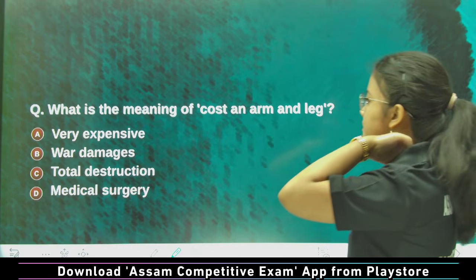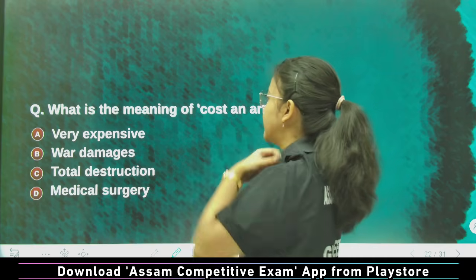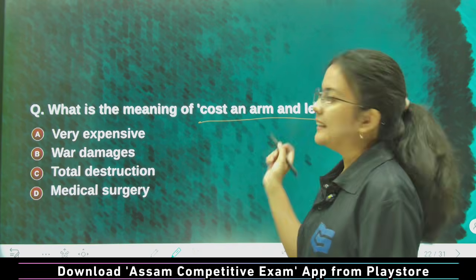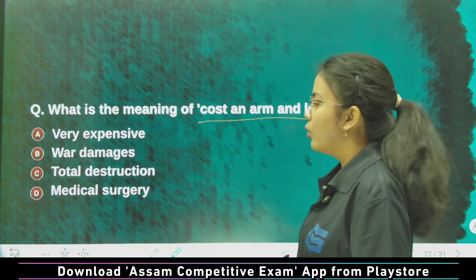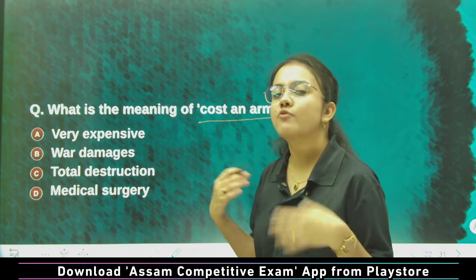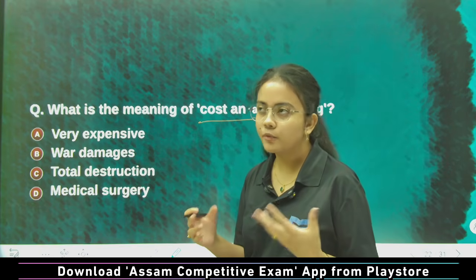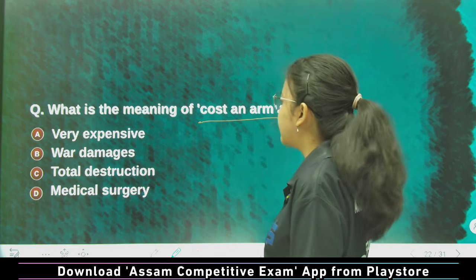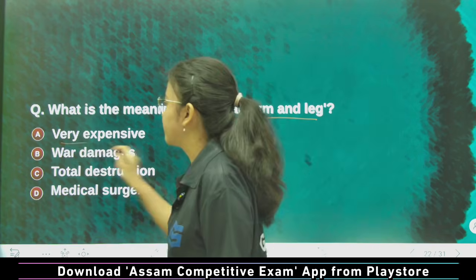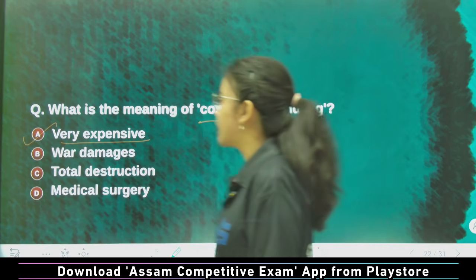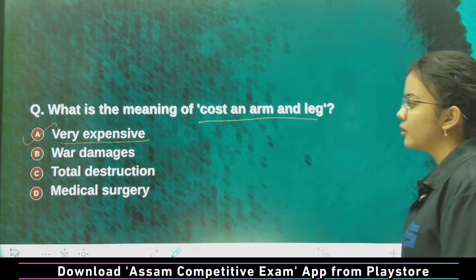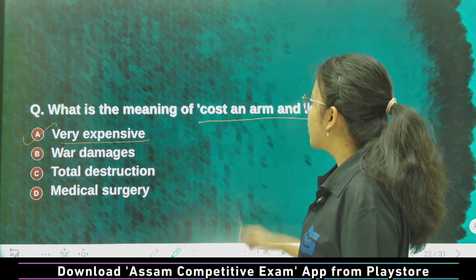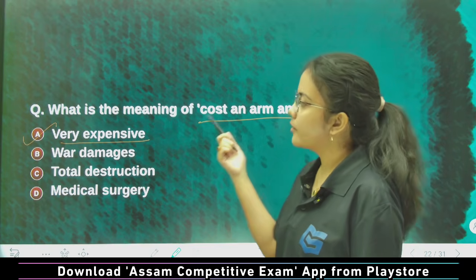Next, what is the meaning of "cost an arm and a leg"? These are idioms, like "once in a blue moon", which means rarely. "Cost an arm and a leg" means very expensive, which is the correct answer. These are things you need to remember; there is no such explanation. "Cost an arm and a leg" means very expensive.